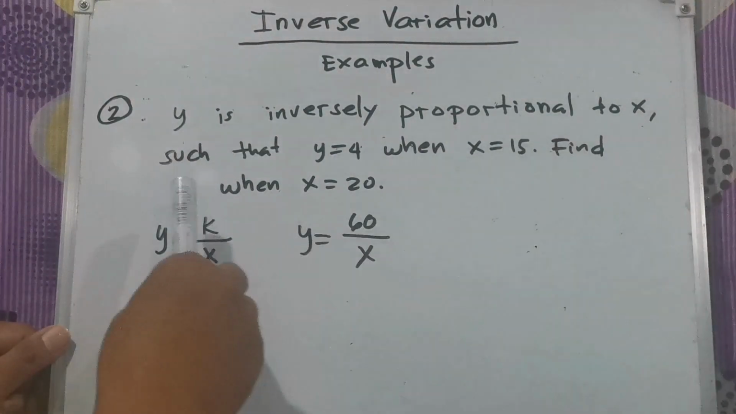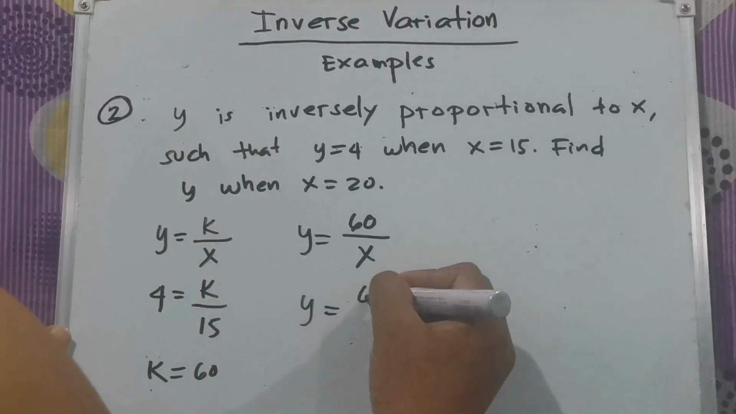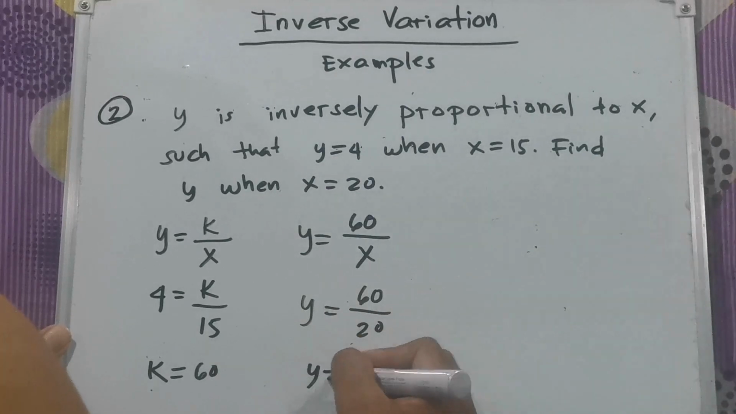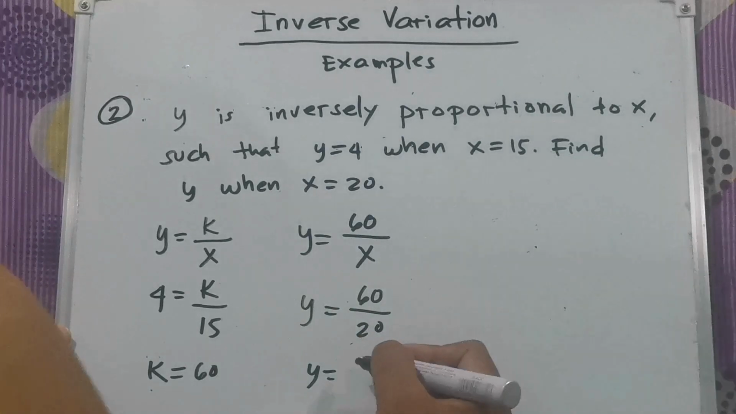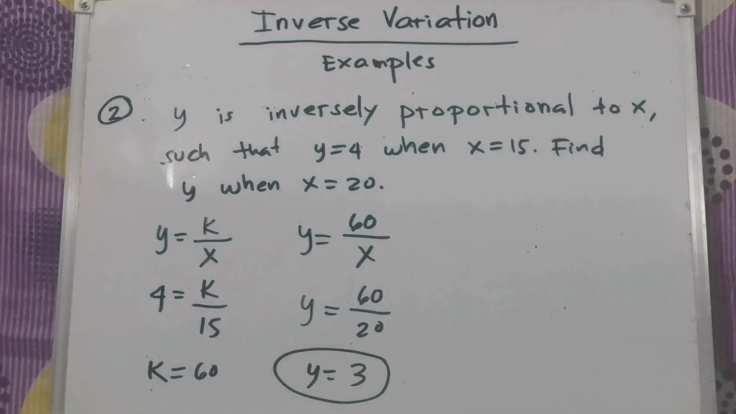Now we're going to find y when x equals 20. So replacing our x with 20, that will be 60 over 20, and y equals 60 divided by 20, that will be 3. So our y here equals 3.